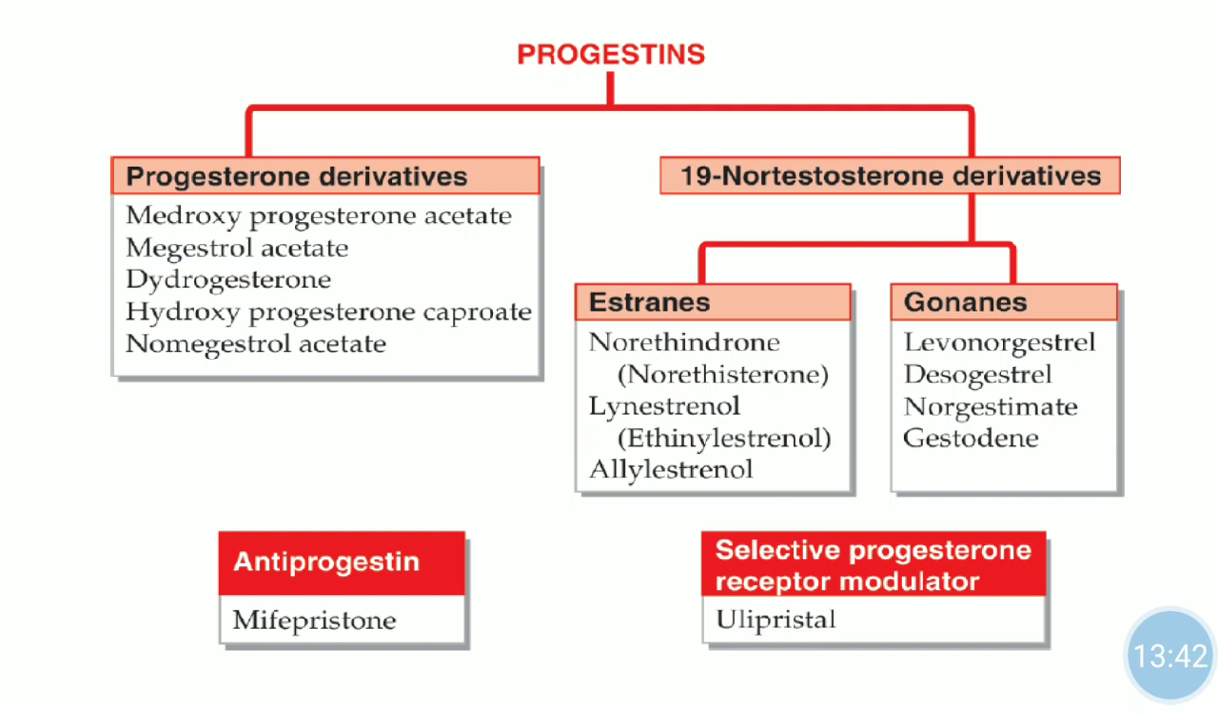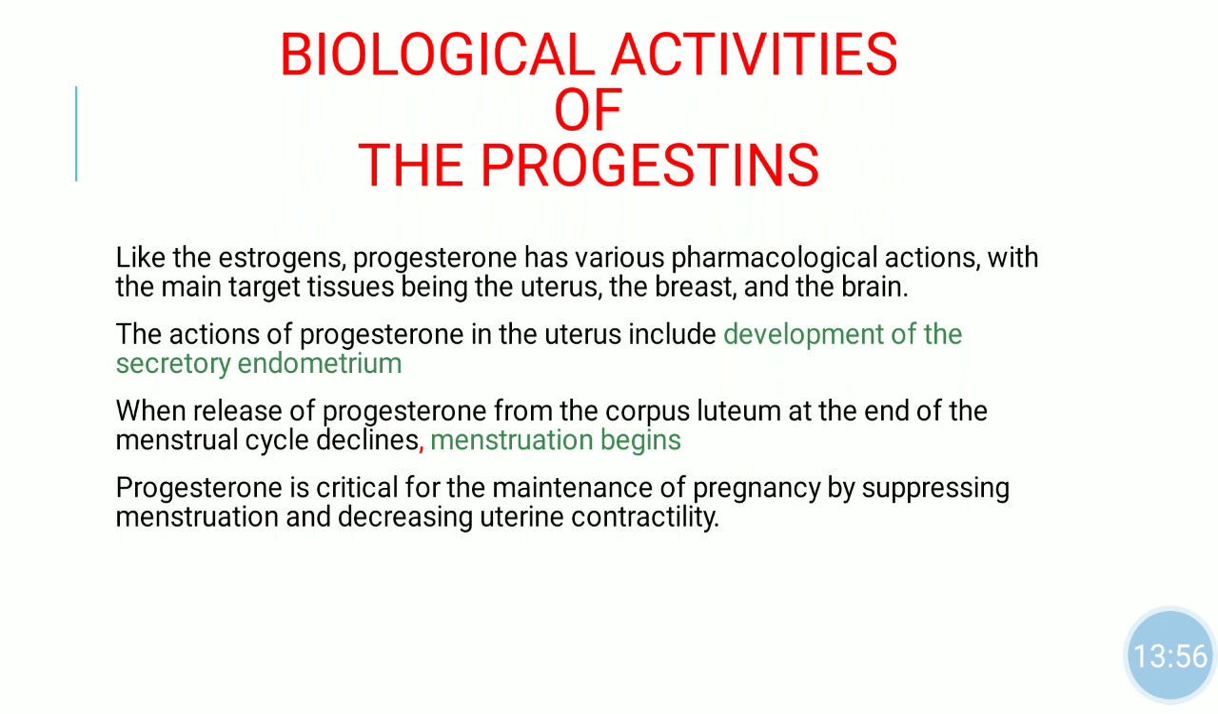Another class of progestins is the selective progesterone receptor modulators. An example is ulipristal. So this is an example of a selective progesterone receptor modulator. Now let us look at the various biological activities of the progestins.